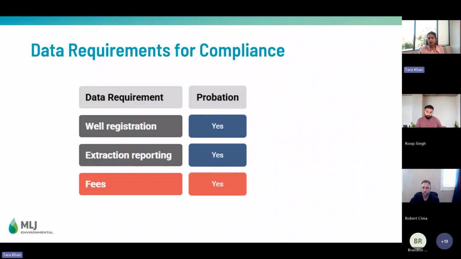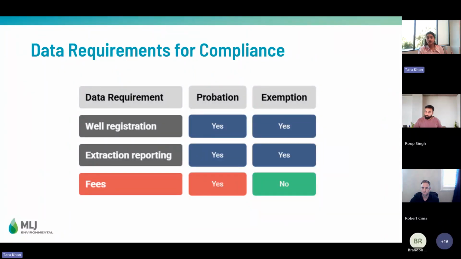So I want to touch on probationary basins and probationary GSAs for a second. So for basins under probation, there are certain data points that become mandatory for GSAs to collect according to the state. So if a GSA is under probation, they are then required to do well registration and extraction reporting. So their growers are required to register their wells with a fee of $300 per well and an extraction fee of $20 per acre foot. With certain exceptions.